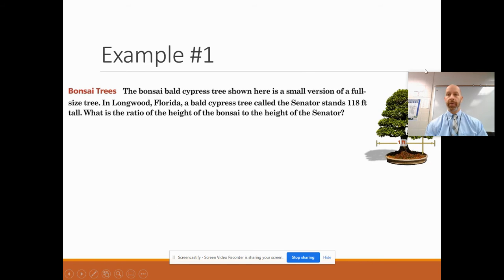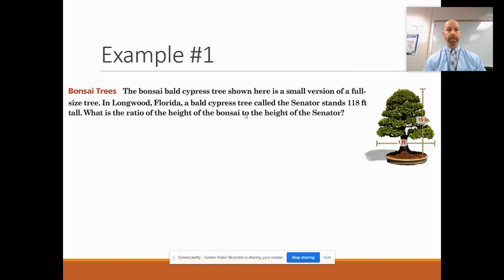So let's look at our first example here. I have a bonsai cypress tree shown here on the right, and this is a small version of the full-size tree. This particular model is 1 foot by 15 inches. So obviously the real tree is a lot taller than that. In Longwood, Florida, a bald cypress tree called the Senator stands 118 feet tall. What is the ratio of the heights of the Senator?